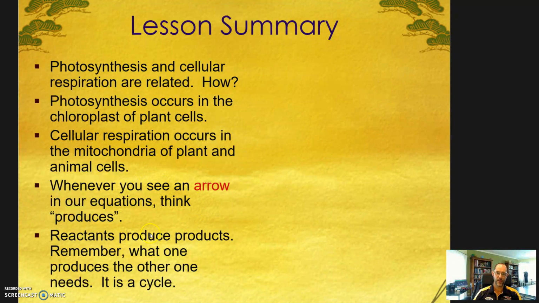And remember in photosynthesis and respiration, it's a cycle. So photosynthesis produces things that are used up in respiration, which produces things which are used again in photosynthesis, and the cycle continues around and around.